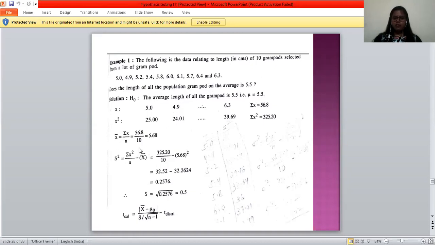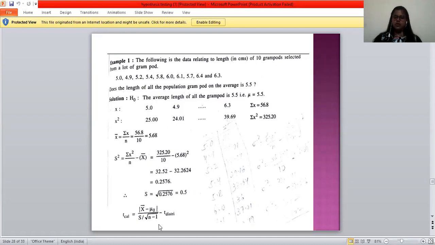For calculating the mean, we need to find sigma x and sigma x square. Sigma x by n is your mean. Sigma x square is required for calculating the standard deviation. So sigma x square by n minus x bar square, that is, 325 by 10 minus 5.68 square. Once you compute this and calculate the standard deviation, you come to an answer of 0.5.